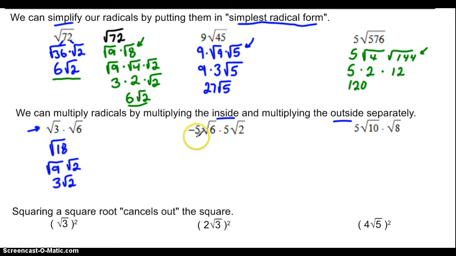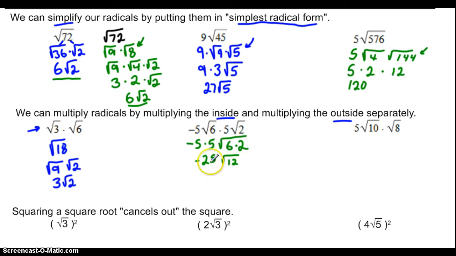In the second problem here, we've got negative 5 root 6 and 5 square root 2. So with this, we will rearrange this. You could think of doing this: negative 5 times 5, multiplying those numbers outside the radical, and the numbers inside the radical, the 6 and the 2, separately. So we end up with a negative 25 outside the square root, and inside the square root we end up with a 12.